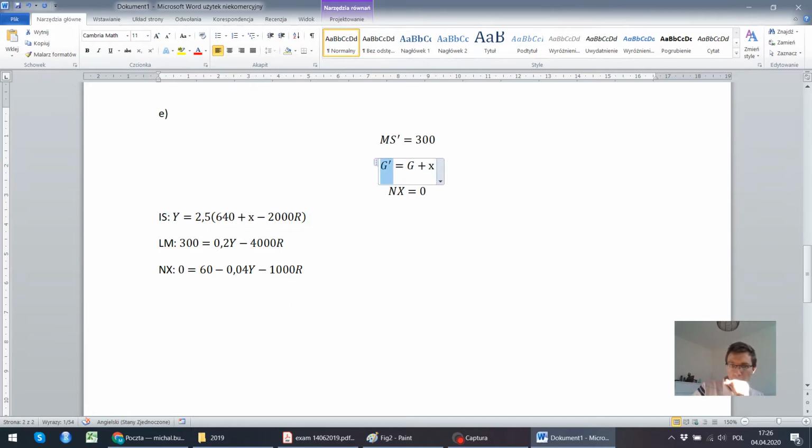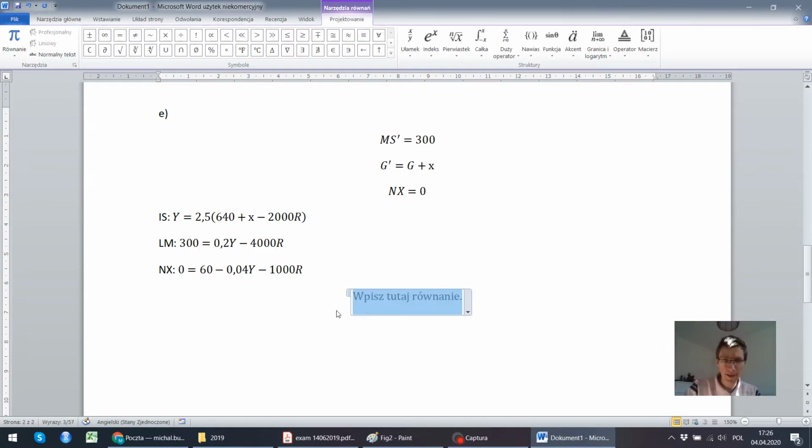Remember that the new level is G prime, equal to the old level plus delta G, which we substitute with the small x so that I don't have to put too many things on the equations, okay? So how to proceed with this? Well, we could use those two equations, equalize them, and compute y. Maybe this is a good thing to do. So let's write down this LM equation.